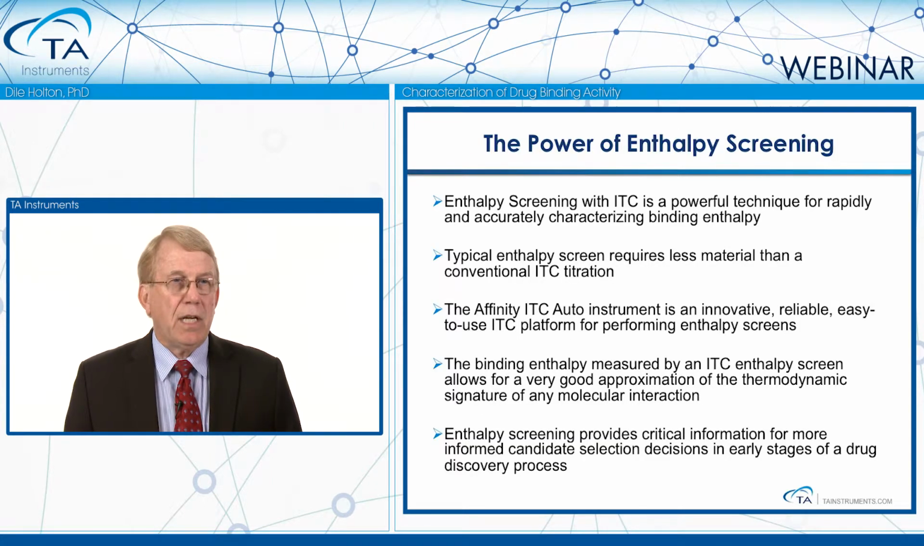Enthalpy screening with ITC is a powerful technique for rapidly and accurately characterizing the enthalpy. The typical enthalpy screen requires less material than a conventional ITC titration, much less. The Affinity ITC Auto instruments, as the automated ITC instruments have been introduced, are innovative, reliable, and easy to use and set up, so that you can perform enthalpy screens rapidly and easily.